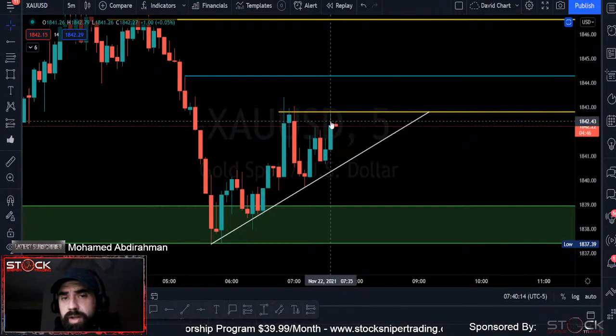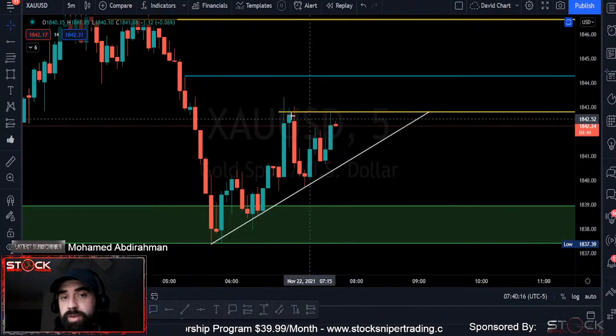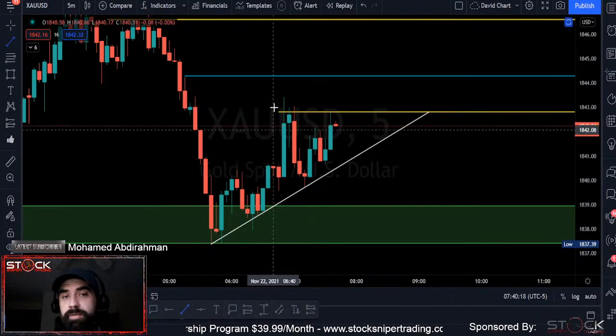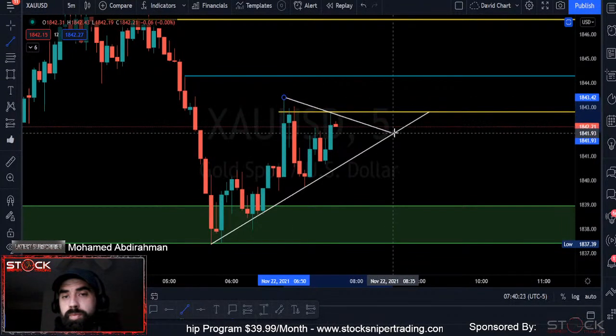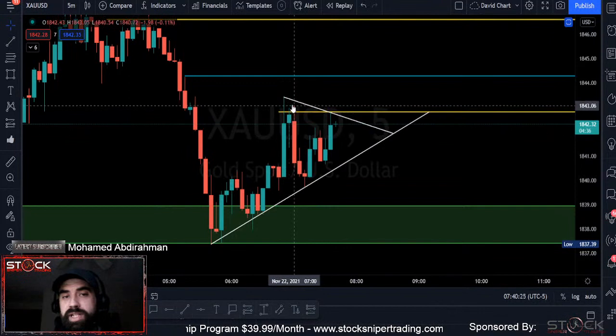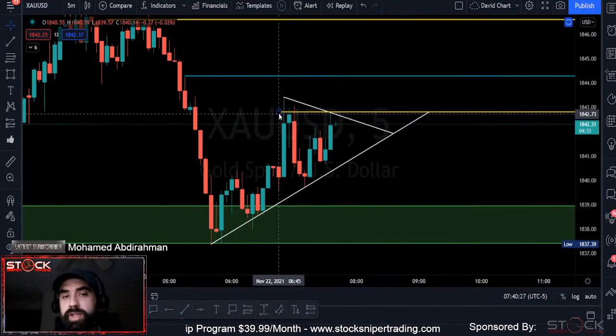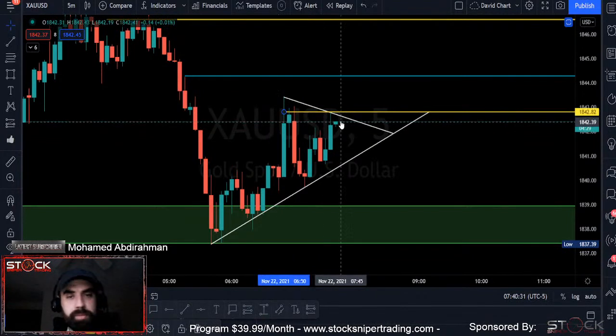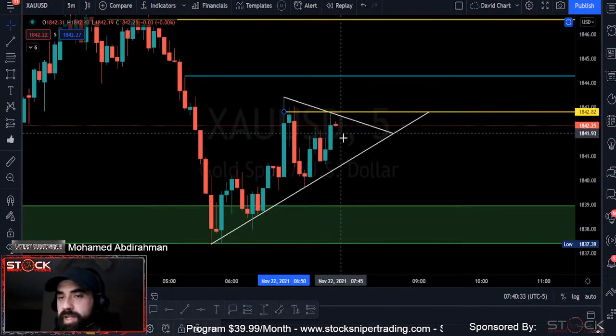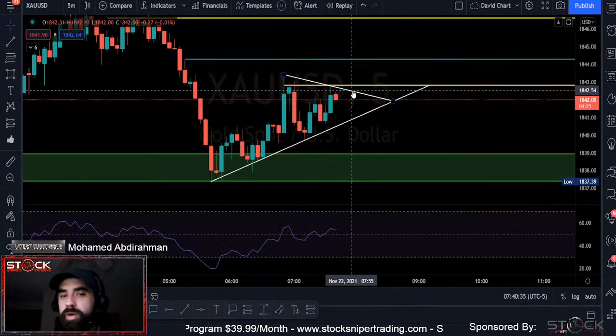This wick right here can still be filled, but you can see that from this area, this top wick, if we go down here, price has not made it above there. Okay, it's holding this resistance right here. Okay, so let's watch and see. It needs to break this area at 1842, 1843 mark.